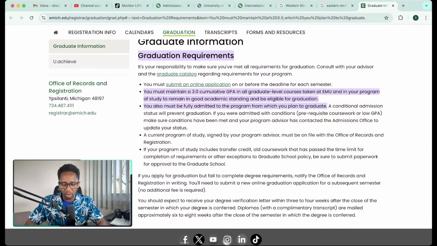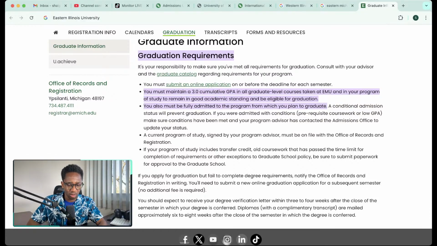Yeah, they require 3.0. Let's look at another one: Eastern Illinois. Is there something like Eastern Illinois? Okay.